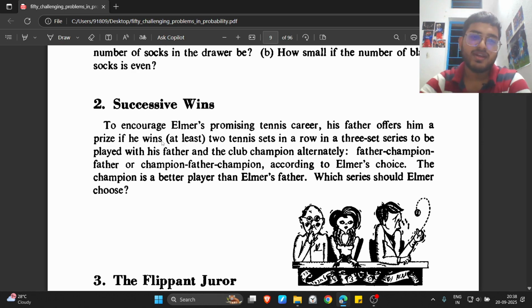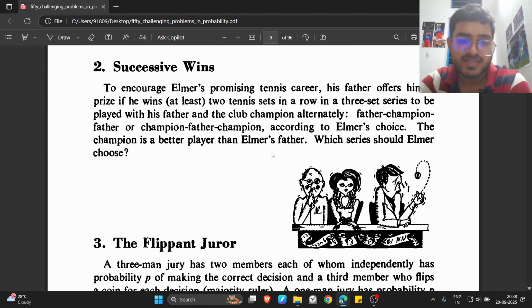This is a very interesting problem. Just go with the basic maths and try all the possible cases for both father, champion, father and champion, father, champion. You will get the answer.